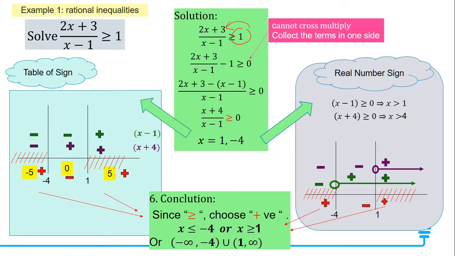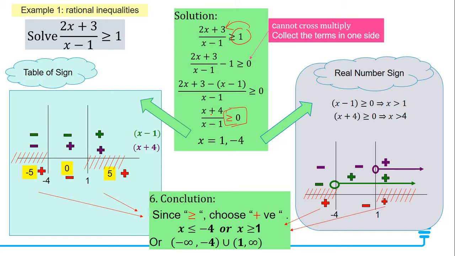Then we get the common denominator and simplify the numerator. So we have (x + 4)/(x - 1) greater than 0. Now, this greater than 0, just leave it in this way.